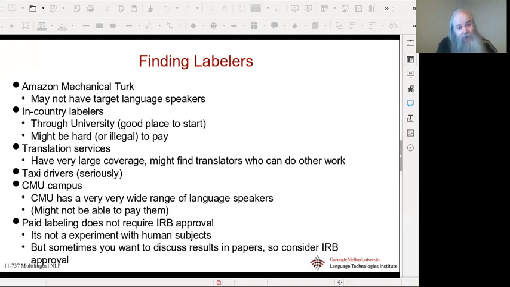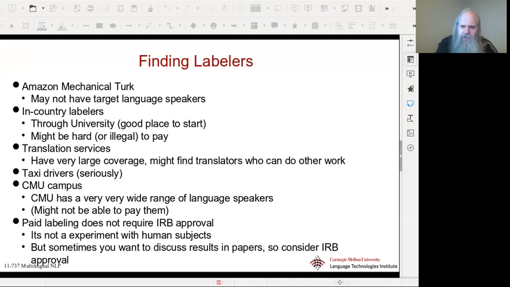Be aware that paid labeling does not require IRB approval, the institutional review board that you need to get approval from whenever you do human subject experiments. Labeling is not human subject experimentation, okay? Nor should it be. It's a different task. It's a paid task. Now, if you're doing unpaid labeling, you have to make some decision about that. That's not as clear, because maybe you're convincing them to do it because they are doing some linguistic experiment.